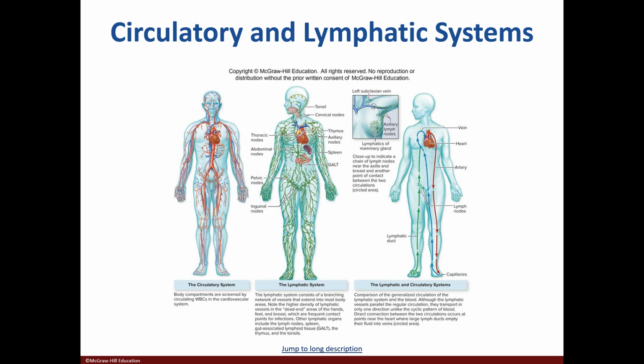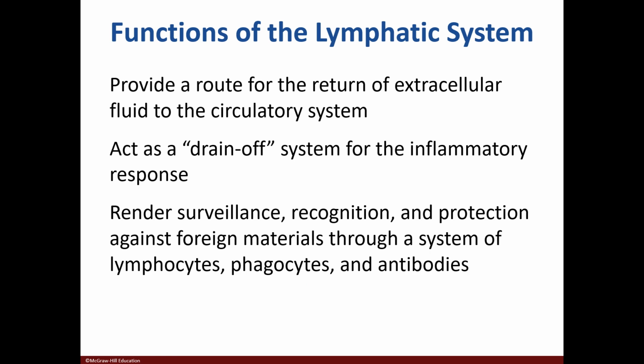The lymphatic system is comprised of vessels and organs like the lymph nodes and spleen. The lymphatic system runs parallel to the circulatory system, but only travels in one direction. The purpose of the lymphatic system is to return fluids to the circulatory system and serve as a drain-off system during inflammation. It also provides surveillance locations for immune system cells.